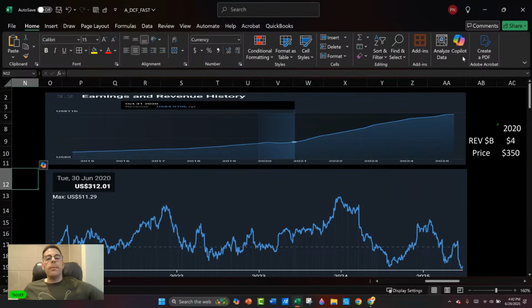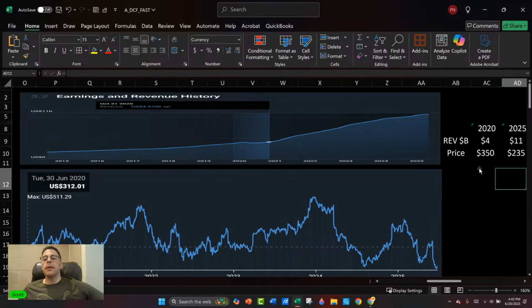So the top is the revenue from 2015 to current. The bottom is the price of the stock. You see how they don't correlate at all? It's a smooth ride up in revenue. And look at the stock price. Look how all over the place it is.